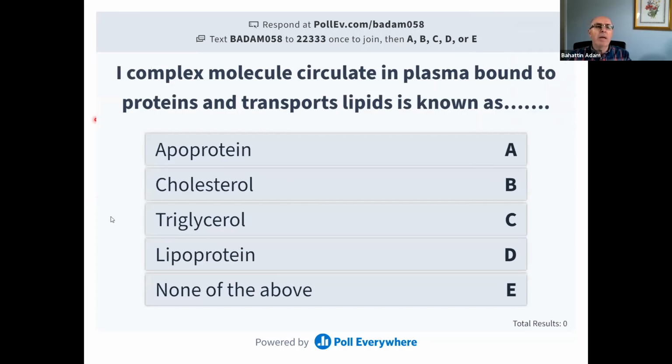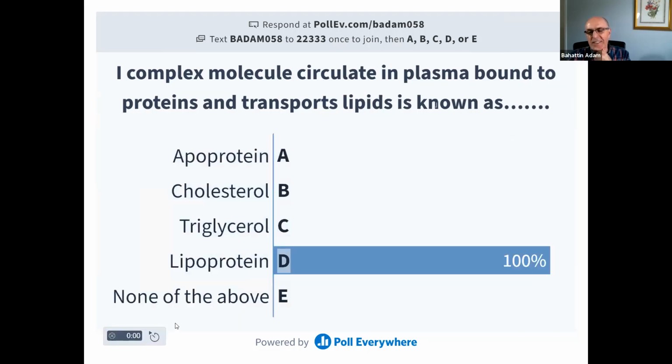A complex molecule that circulates in plasma bound to protein and transports lipids, the transport form of the lipids, is known as lipoprotein. Correct.